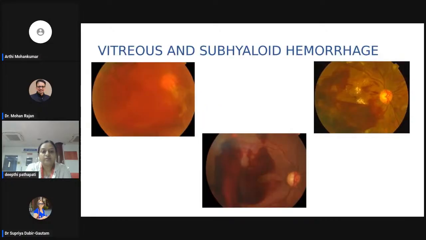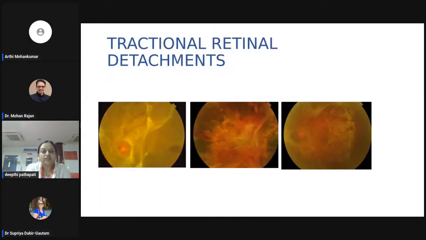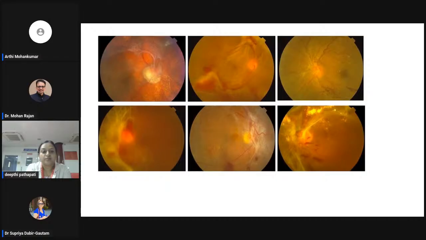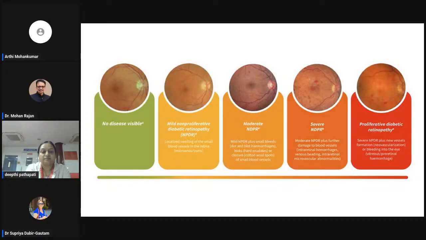These are some of the pictures showing vitreous and subhyaloid hemorrhage, tractional retinal detachments with fibrovascular proliferation, and this is the neovascularization of the iris, which might further lead to neovascular glaucoma, which is seen in severe ischemia.